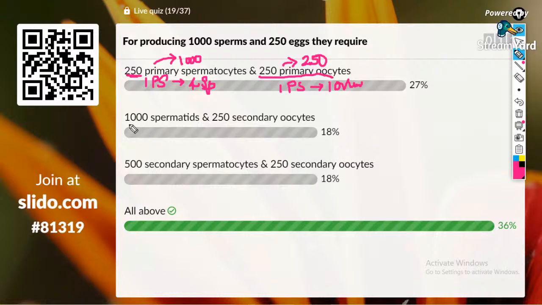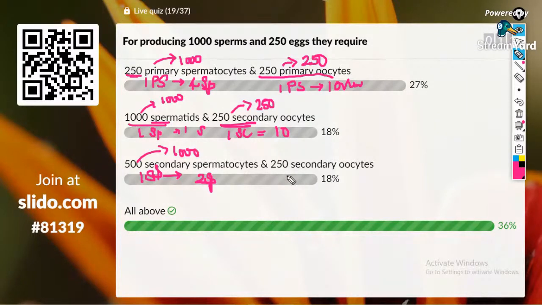Second one, 1000 spermatids. One spermatid forms one sperm. So 1000 spermatids form 1000 sperm. 250 secondary oocytes: one secondary oocyte produces one ovum. So 250 secondary oocytes produce 250 eggs or ova. One secondary spermatocyte produces two sperms. So 500 produce 1000 sperm. One secondary oocyte produces one ovum. So 250 produce 250 eggs. So the answer is all the above, option D.